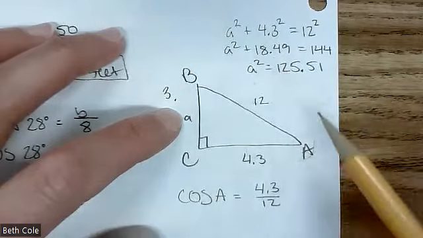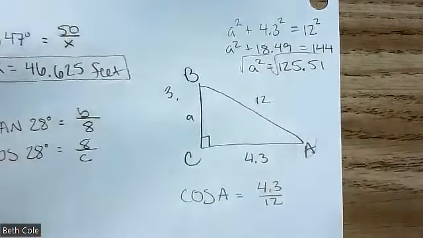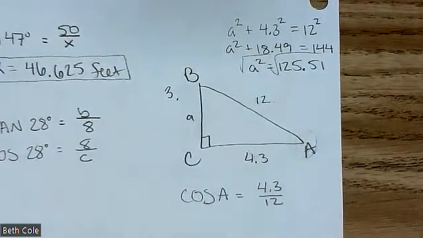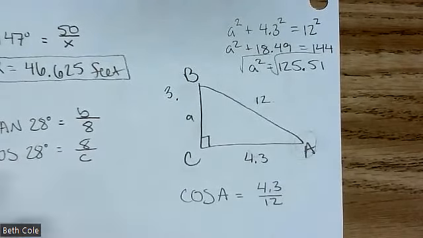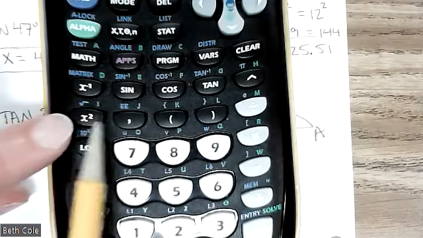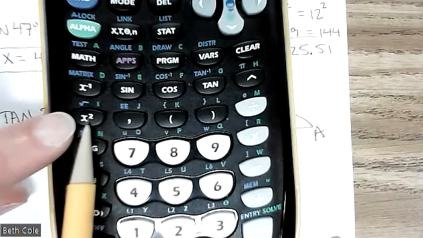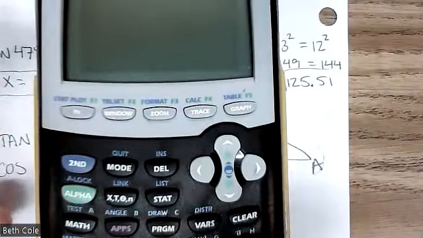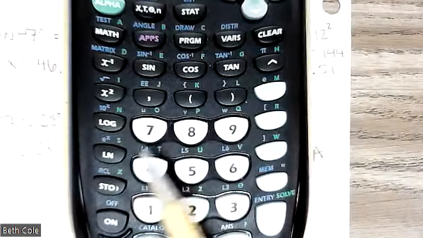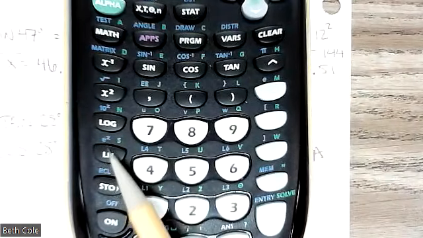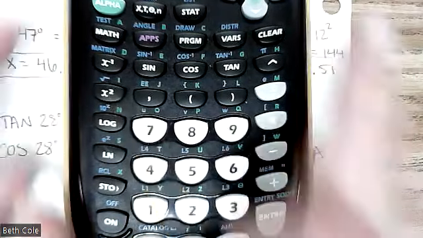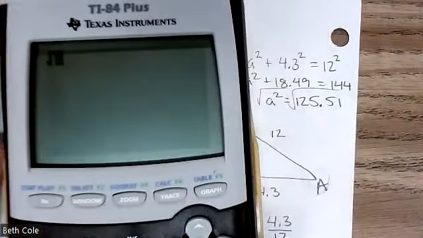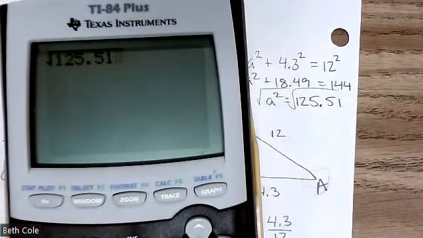And then what's your last step? Square root. So you're going to type in square root of 125.51. Do you guys know where the square root is? Do you see this button right here that says x squared? The square root's right above it. So you would hit second. Good. So second and then the square. They put things that are inverses on the same button, like ln and e are on the same button. Their inverses, squared and square root, are on the same button. It's important to understand that. It'll help you find stuff.